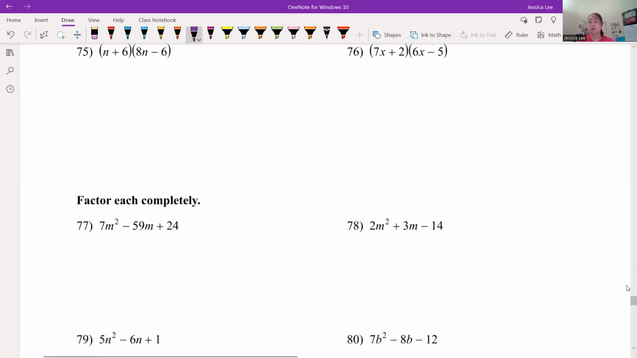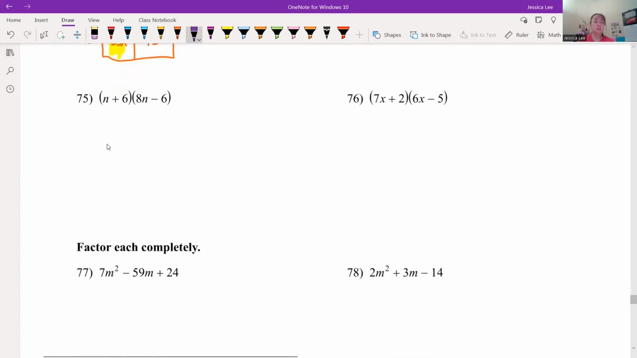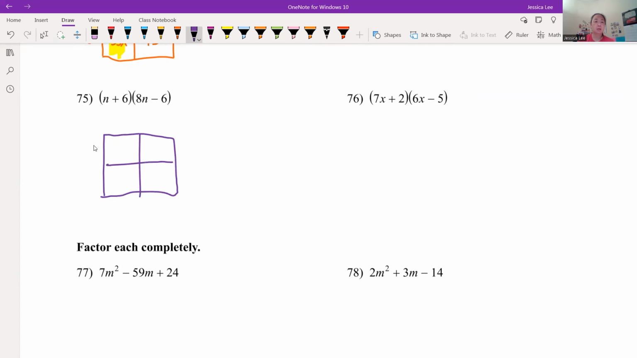All right, we're going to do the second part right here. We're getting close to the end. And I said I was going to use the area model here, so here it is. So n plus 6. Over here is going to be 8n minus 6. So n times 8n is going to be 8n squared. N times negative 6 is negative 6n. 6 times 8n is going to be 48n. 6 times negative 6 is negative 36.